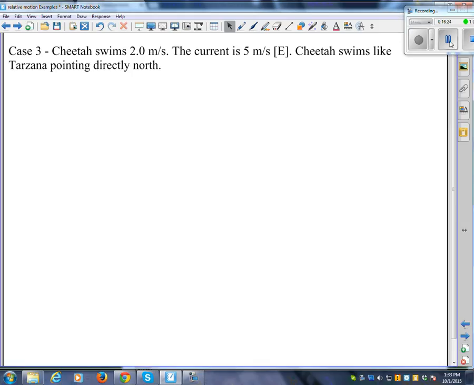So what's this look like? He swims, and again we got problems here because they use the same letters. So big C Cheetah swims at 2, current is 5. That's your resultant, right? Cheetah swims like Tarzana, pointing directly.